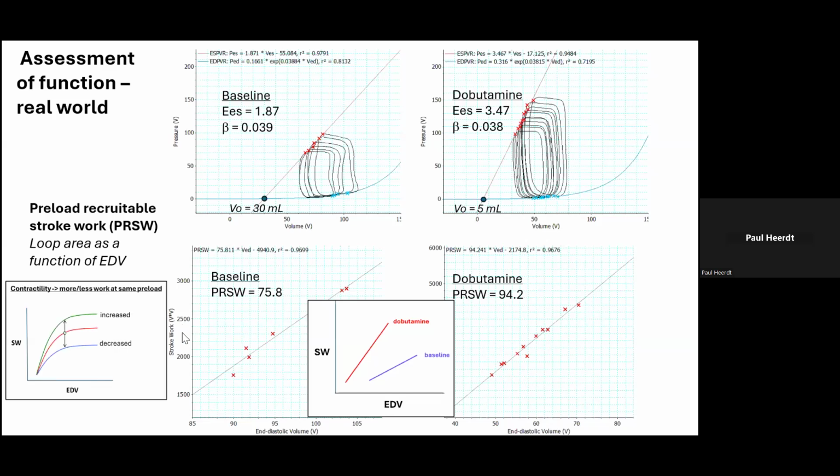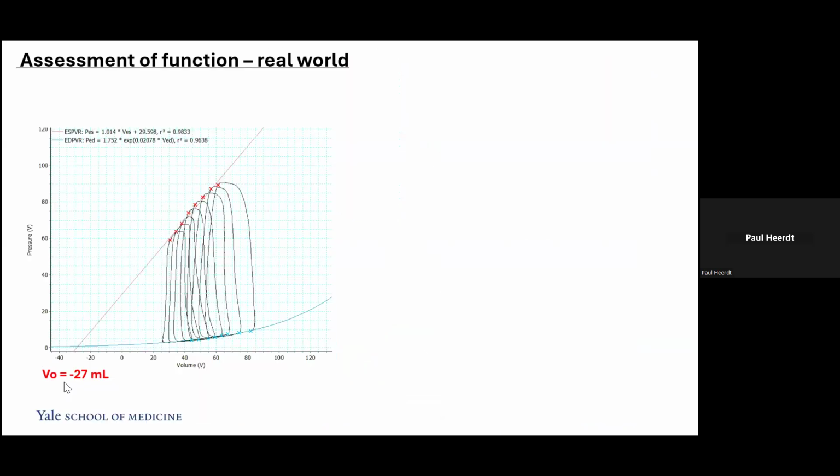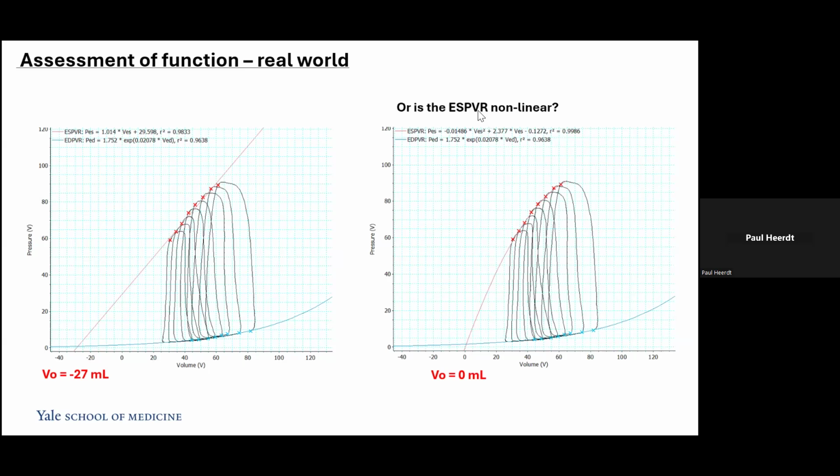Now, I mentioned this V0, and when you get in the literature, this comes out to be one of these inconvenient truths, that a lot of times you'll find that you end up with a negative value. And obviously, it's impossible to have a negative end diastolic volume here. So the question is whether this is a technical issue, an analytic issue, or whether, as you find somewhere in the literature, it's suggested that the end systolic pressure-volume relationship is in fact nonlinear, as shown here. This will take considerable discussion.